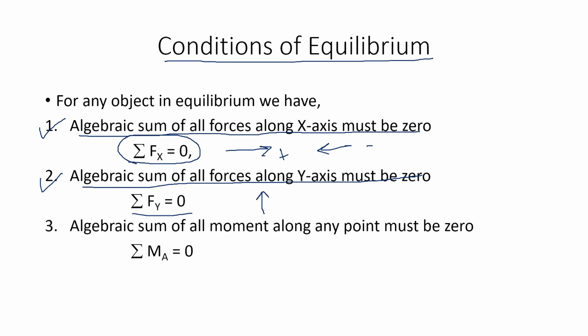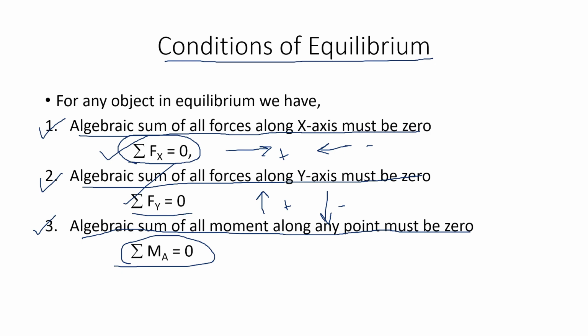While doing this, forces acting upward will be considered positive and downward forces negative. This way I can say there must be zero resultant force, because when the summation of Fx is 0 and the summation of Fy is 0, the resultant force will be 0. And the third thing is that the algebraic sum of all the moments about any point within the body must be 0. So the summation of M_A is equal to 0.